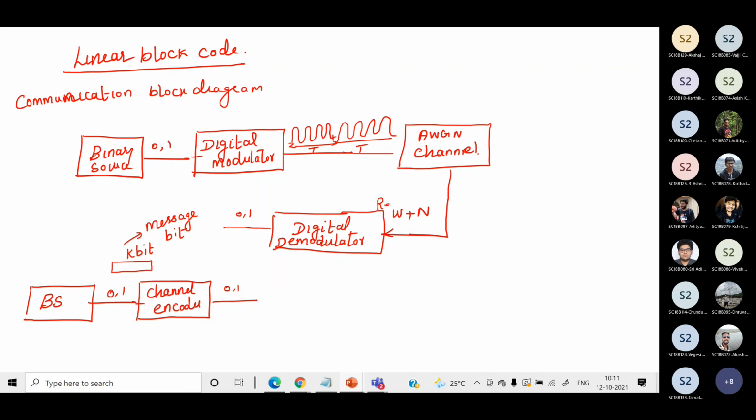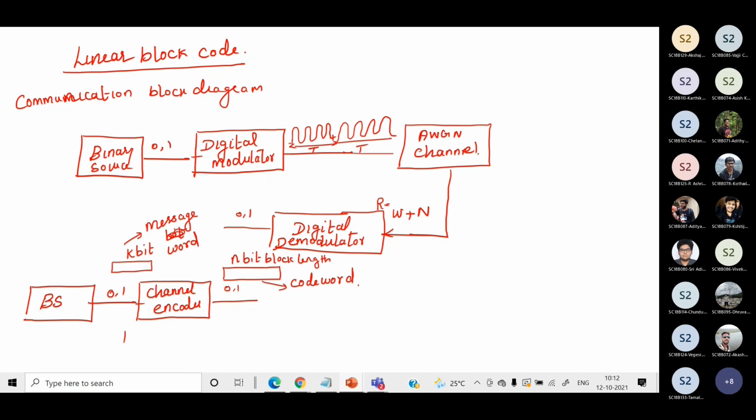The function of the channel encoder is to convert this k bit block length to n bit block length. This k bit block we are calling the message word, or message bits. The k bit message word will be converted into an n bit block, which we are calling the code word. The output will be ones and zeros.